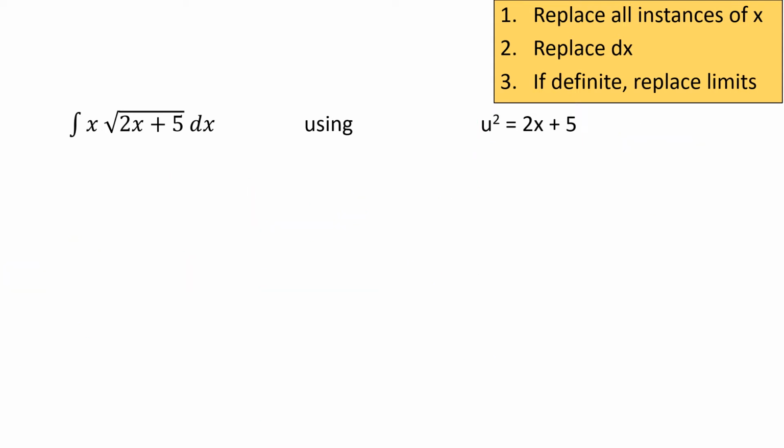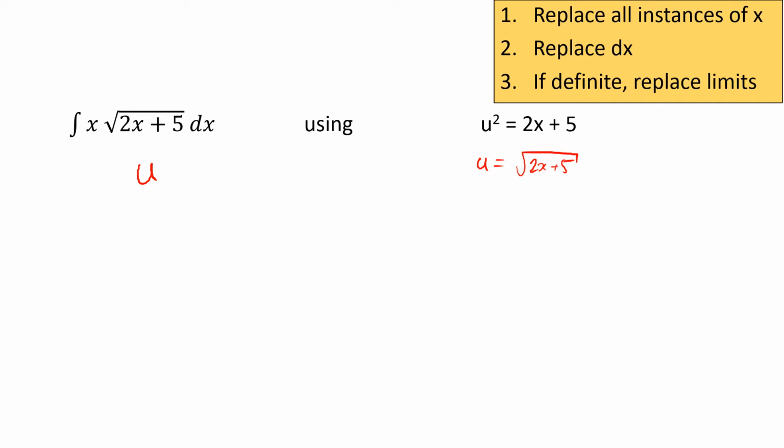Now it's important to note that there isn't just one substitution that would work in a given question, okay? So this is exactly the same question, but we're going to make a different substitution. We're going to say that u squared is 2x plus 5. And let's just see if this makes stuff easier or harder, but we're still going to do the same thing. So we're going to replace all instances of x. So if u squared is 2x plus 5, then u is equal to the square root of 2x plus 5. So we can sub in just u instead of that.